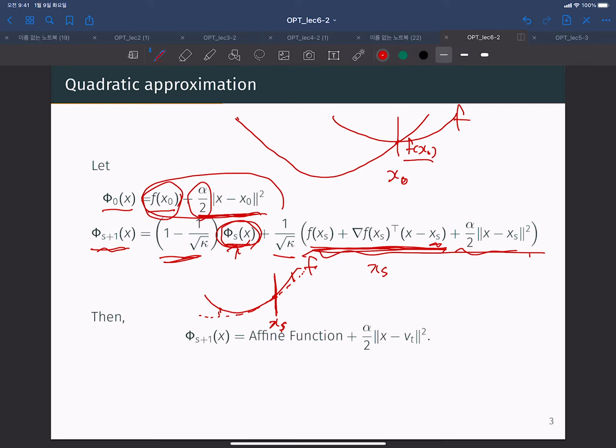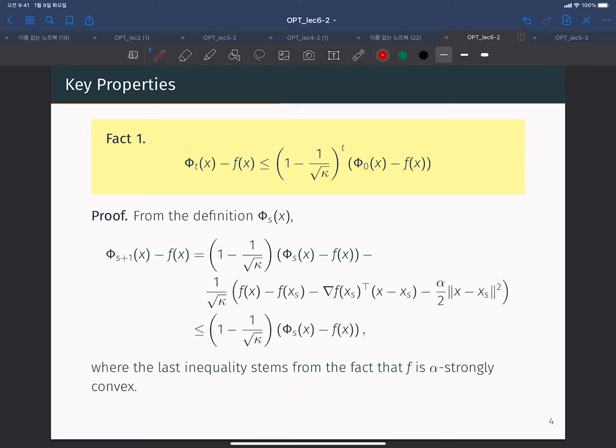So every time, pi s plus 1 of x for all s is an affine function plus alpha over 2 times the norm of x minus vt squared with some vt. We can very easily compute the vt, by the way. So now I will introduce two very important properties of the potential function pi. The pi t of x minus f(x) is always upper bounded by 1 minus 1 over square root kappa to the power t times pi 0 minus f(x0).